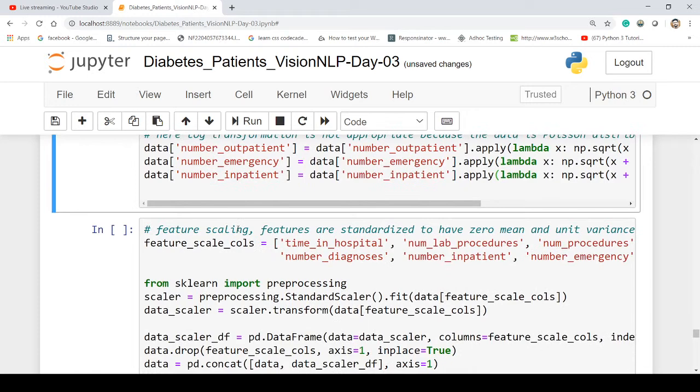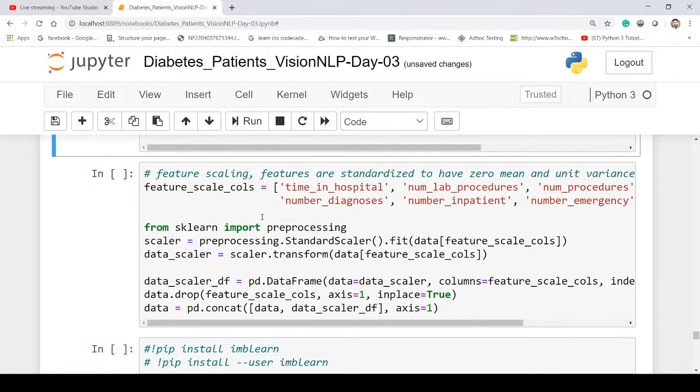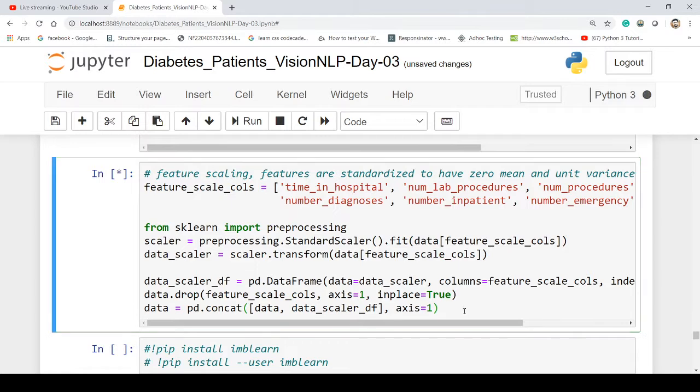This is also called feature engineering. The more you play around with your data, the nicer the model you will build. This is again the feature scaling I'm doing here. You can also call it standardization.